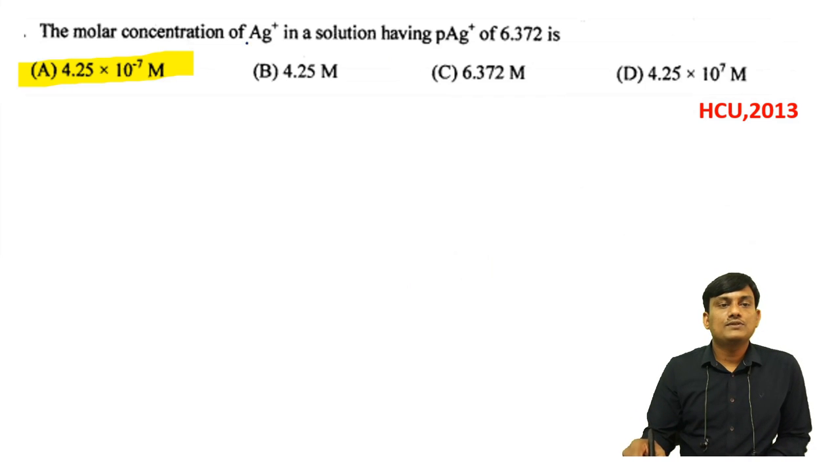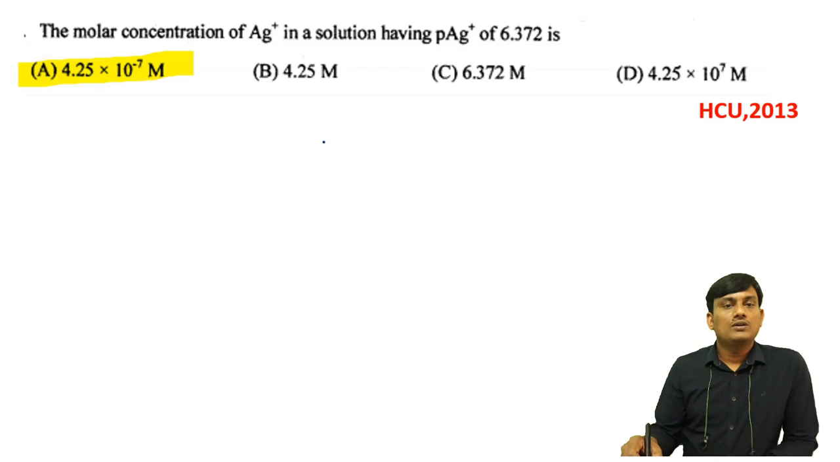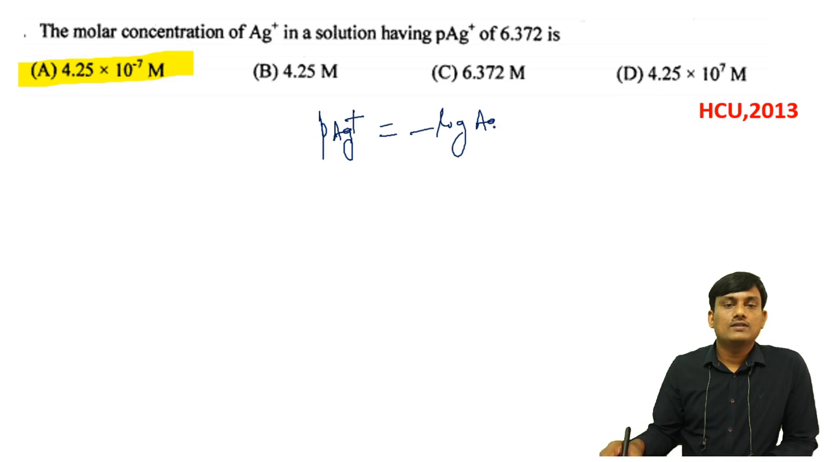The molar concentration of Ag plus ion in a solution having pAg plus of 6.372 is. The pAg plus is equal to minus log concentration of Ag plus. So here you have to find out the molar concentration of Ag plus.